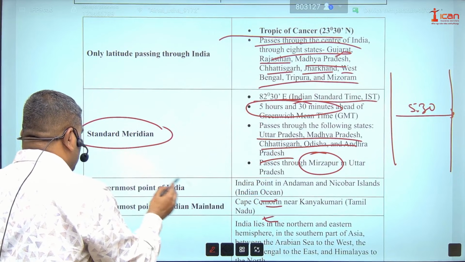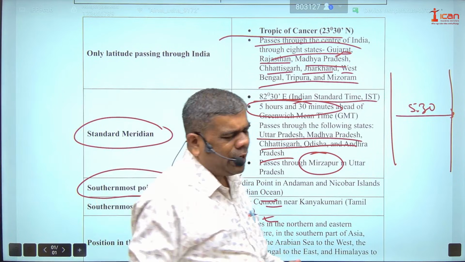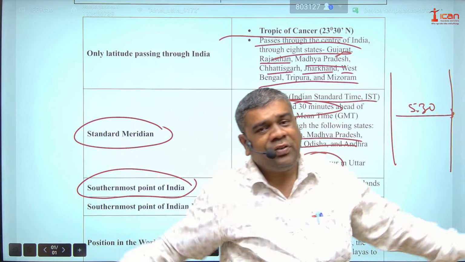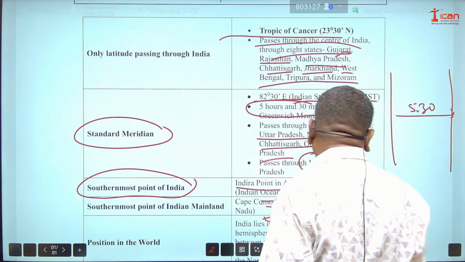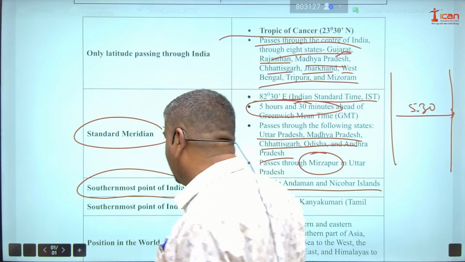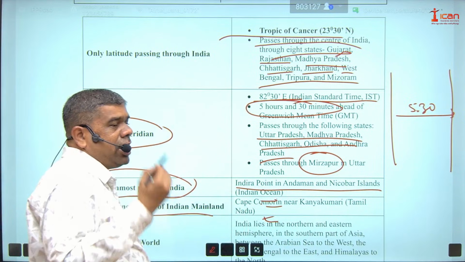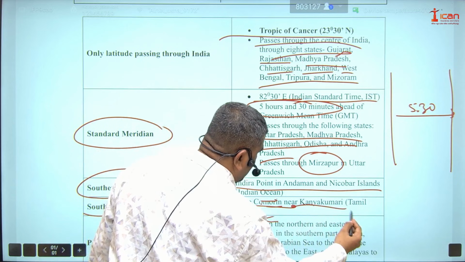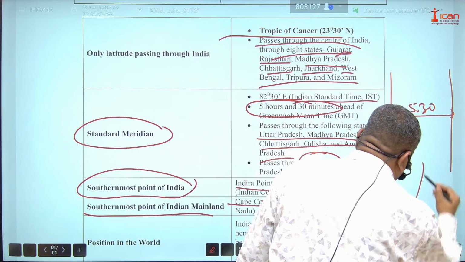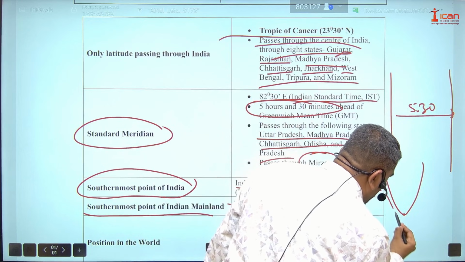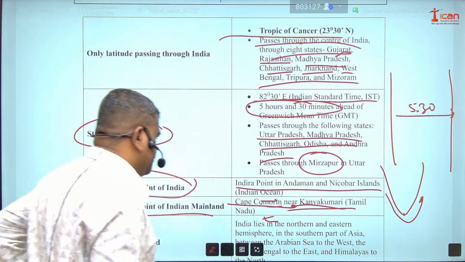So what is the southernmost point of India? When I say southernmost point of India, what I am talking about is the whole of India, including the islands. So that is the Indira Point in the Andaman and Nicobar Islands. It's at almost 8 degrees and something. And what is the southernmost point of Indian mainland? That is Kanyakumari. So it's called Cape Comorin near Kanyakumari. That is where it is the southernmost point. At this point, if you are going south, you will turn north.